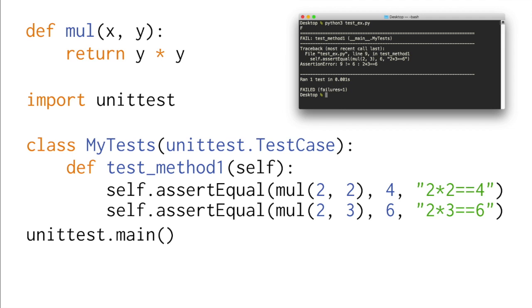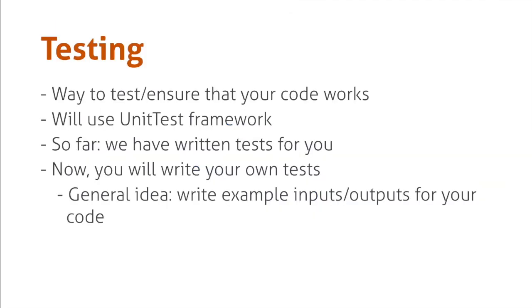So now if we add an additional test where x and y are different, then our error gets detected, and we can see that our test failed. In particular, we see that our output produced 9, whereas it should have produced 6. So testing helps us detect semantic errors, to test and ensure that our code works. We use the unittest framework to write and run tests, and essentially what we're doing is writing what our program should do and testing that it actually does that.